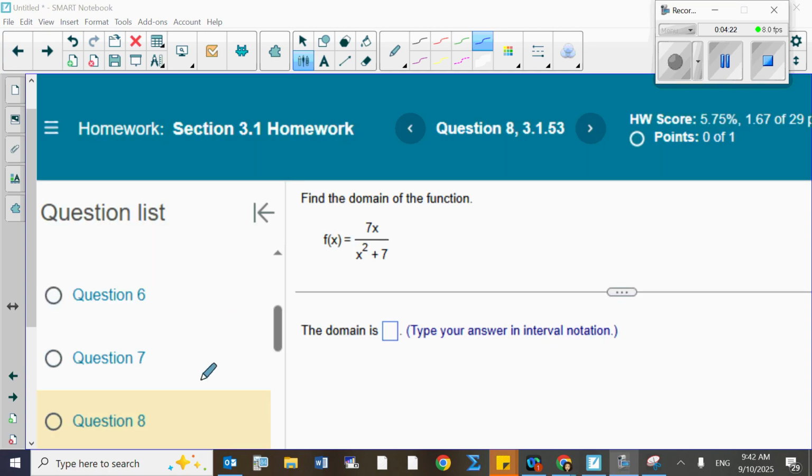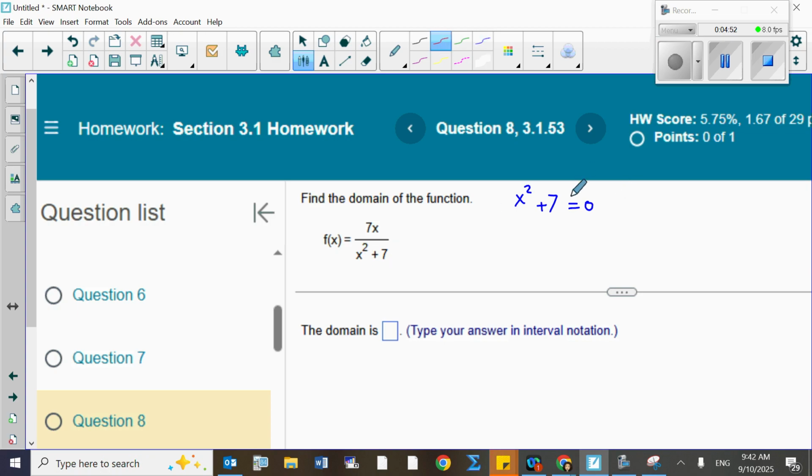On question 8, we need to find the domain of this function. We see that we have a fraction here. We know that if we have a fraction, the denominator can never be equal to 0. That is going to help us find the domain of the function. So we don't want the denominator to be equal to 0. So I'm going to look for any values that could make the denominator 0 and then exclude that from my domain. So is there anything that makes x squared plus 7 equal to 0?